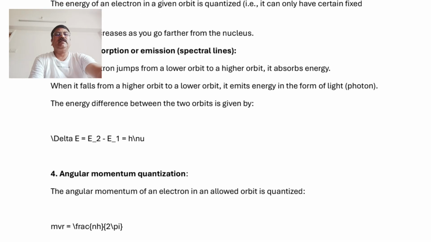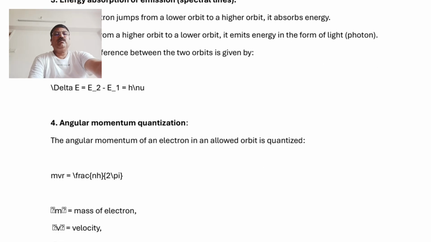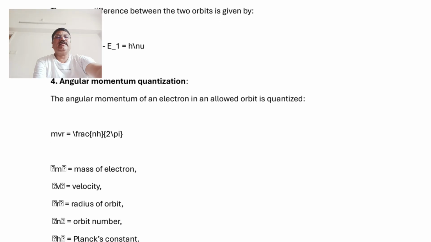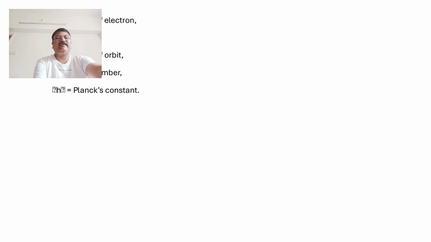This is particularly emission spectral lines. Then the fourth postulate is the angular momentum quantization. Now what is this? Angular momentum is nothing but the continuous rotation of electrons in a specific energy level. Whenever the electrons are present in the same orbit, their energies get quantized, and this energy is called angular momentum quantization energy.